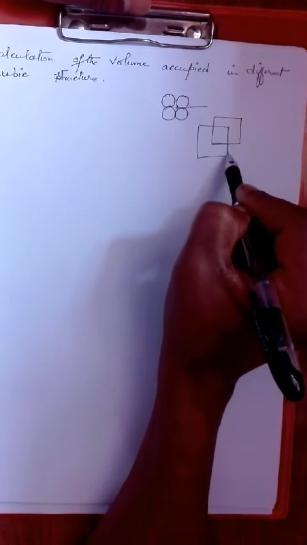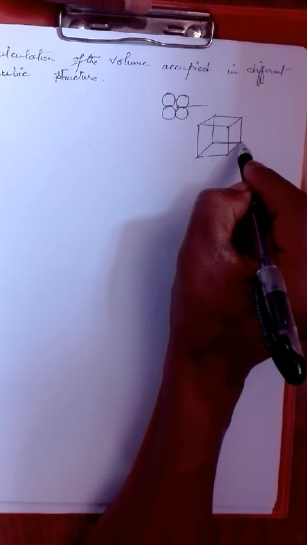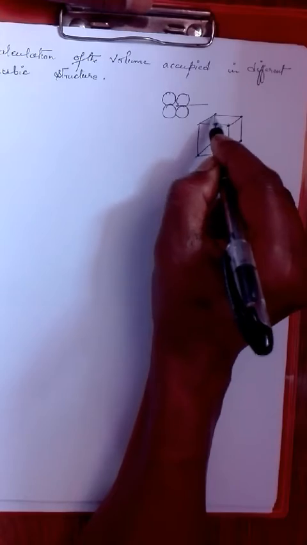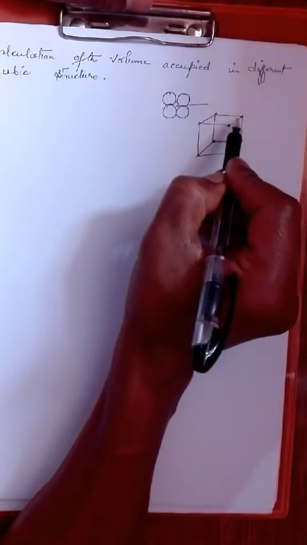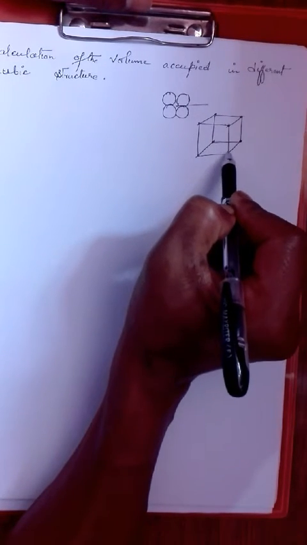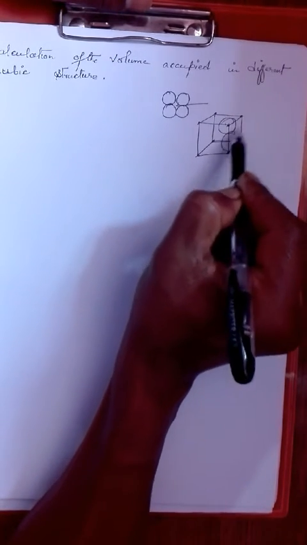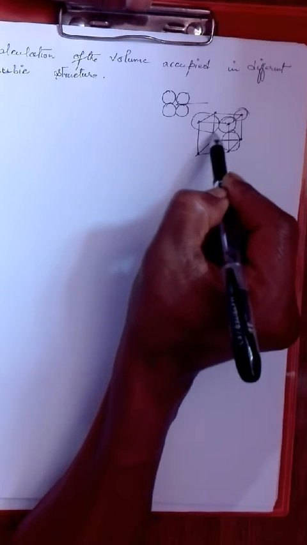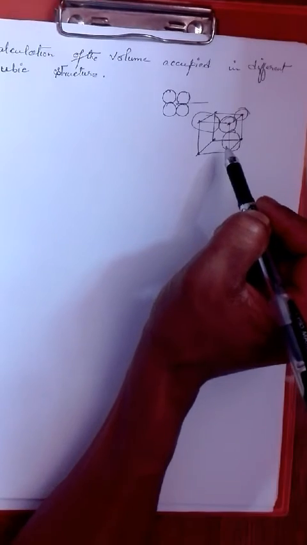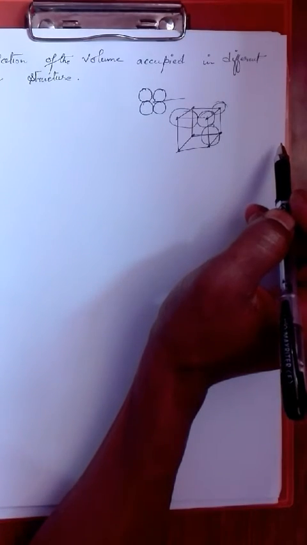Here I'm going to take a simple cubic structure. In this cubic structure, what do you see? There are 8 constituent particles: 1, 2, 3, 4, 5, 6, 7, 8. In reality, this sphere is in touch with this one, and also with this one as well. But there will always be a space left between them, since the particles are spherical in nature.